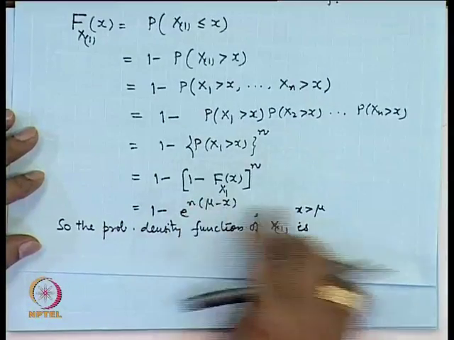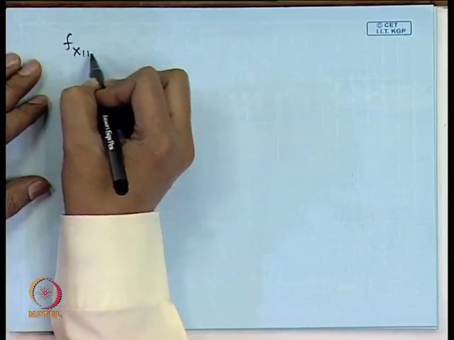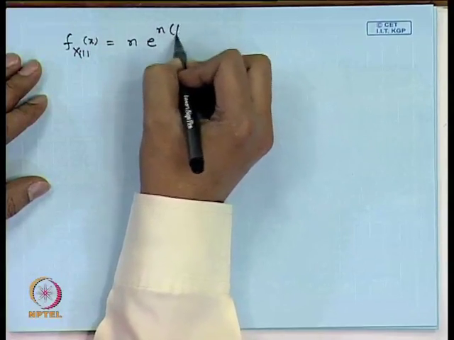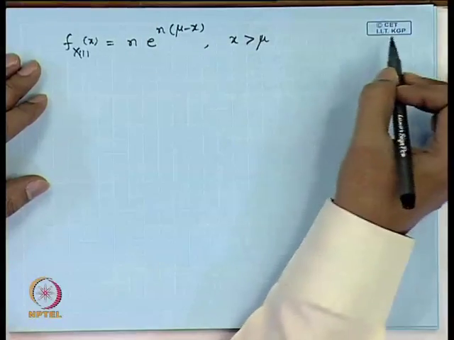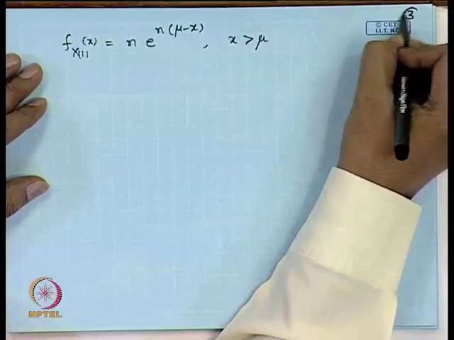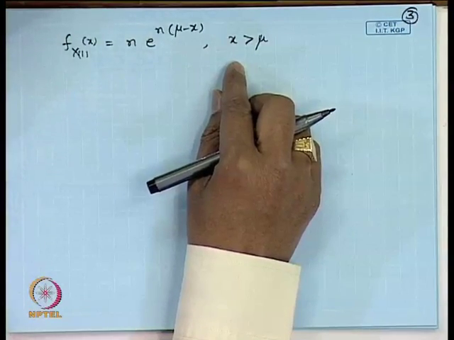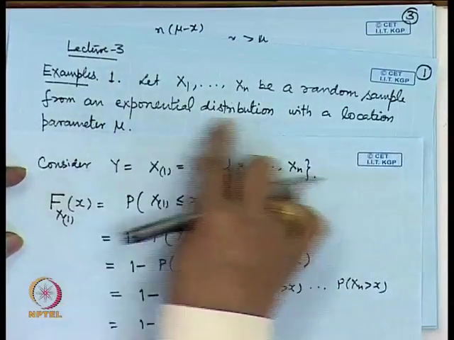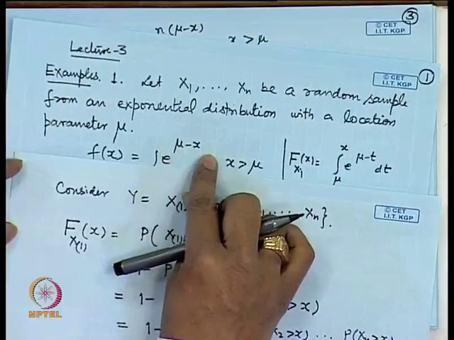So, if we consider the derivative of this, I will get the density function of X_(1) as n times e to the power n times mu minus x, where x is greater than mu. So, this is the probability density function of the minimum of the observations if I have considered a random sample from an exponential distribution with a location parameter mu.